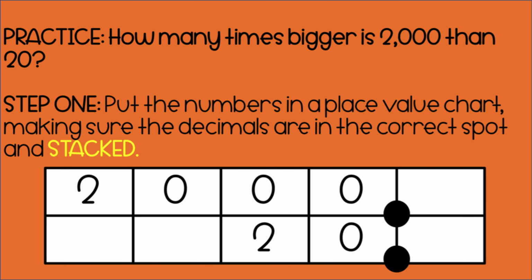Practice. How many times bigger is 2,000 than 20? Step 1. Put the numbers in a place value chart, making sure the decimals are in the correct spot and stacked. Notice that my two front digits are the same. The second step is I'm asking myself, how many spaces do I need to move it over? You're going to see, from my first 2 to my second 2, I'm moving it over 1, 2 spaces.